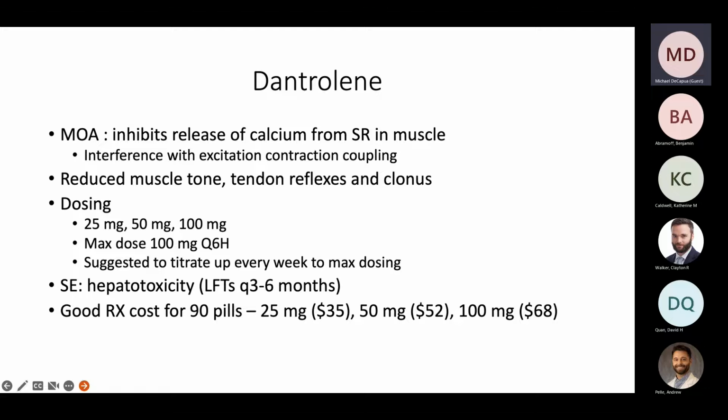Dantrolene acts differently. This acts actually in the muscle. It inhibits calcium release from the sarcoplasmic reticulum, and it interferes with the excitation-contraction coupling. It reduces overall muscle tone, reflexes, and clonus.